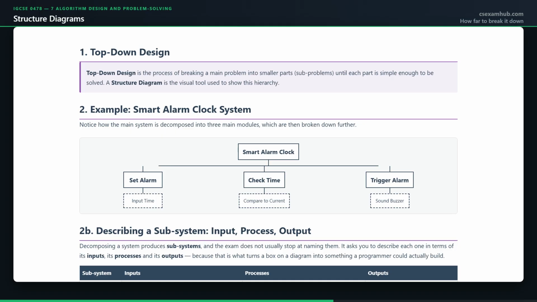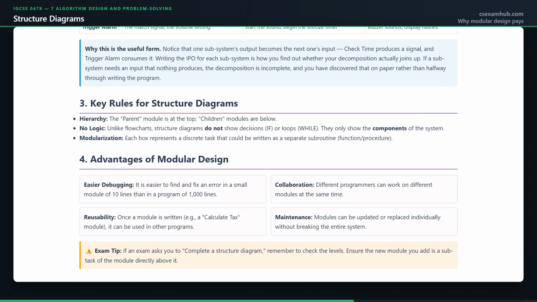A practical test: can you state the inputs, processes, and outputs of the box in one line each? If yes, stop. If the processes column would need a paragraph, that box has more than one job in it and should be broken down again. That test also happens to be exactly what the exam asks you to produce, so it is worth applying by default. The advantages of designing this way, and each has a concrete reason.